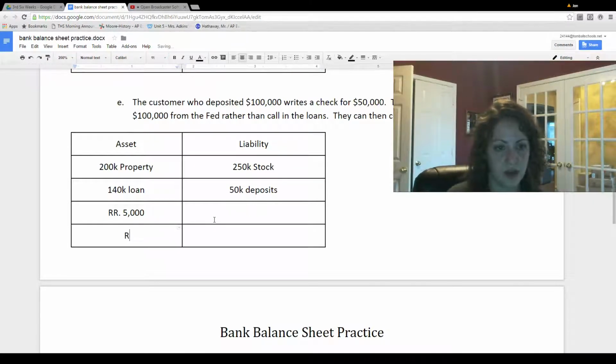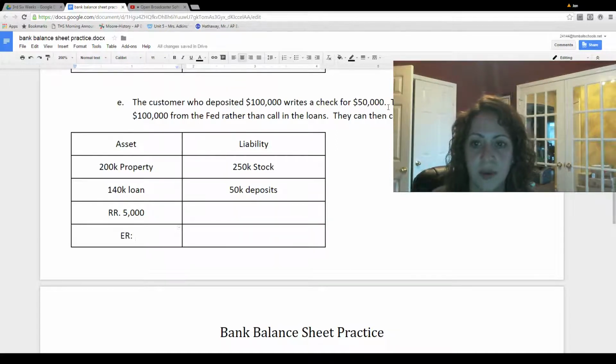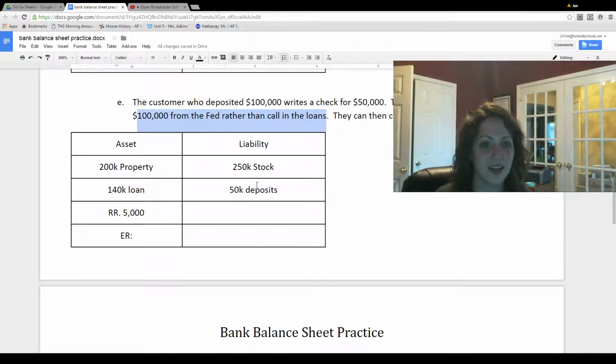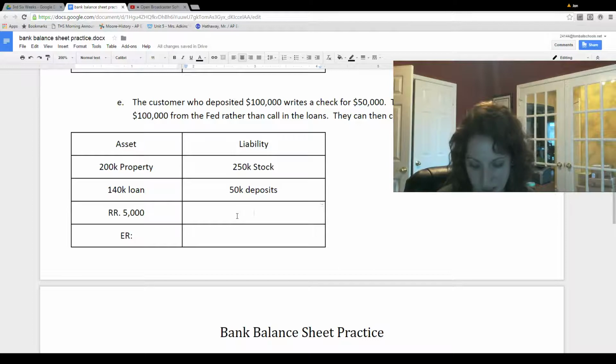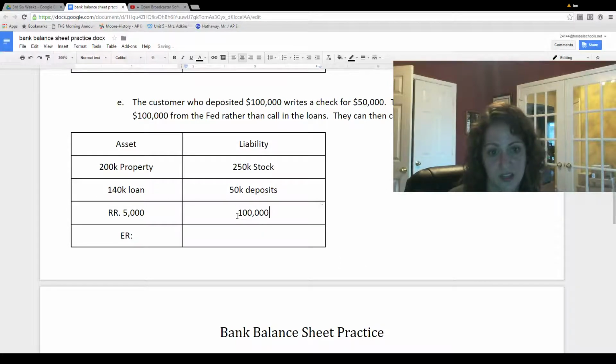Let's do something about excess reserves here. Let's keep that open because we don't know what it's going to be. But the bank decides to borrow $100,000 from the Fed. Okay, if they borrow money from the Fed, now they're the ones taking in a loan. That's a huge liability. The Fed can always call that money in. So this $100,000 from the Fed is going to be on the liability side. So I'm going to say loan from Fed. So I remember.